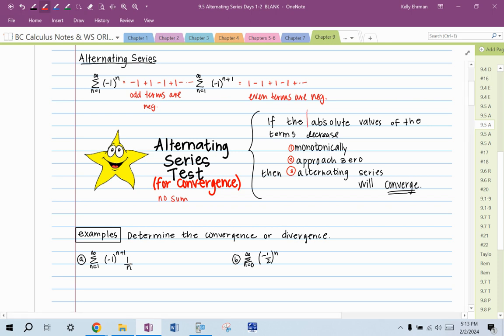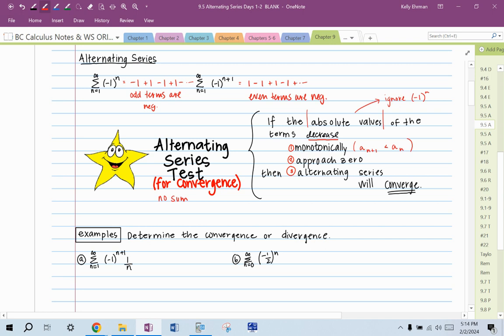If you look at the absolute values of the terms, so ignore the alternating part, the negative 1 to the n part. If you can look at those terms and show that the terms decrease monotonically, that means the n plus 1th term should be less than the nth term. The third term should be less than the second term. The fourth term should be less than the third term, and so on.